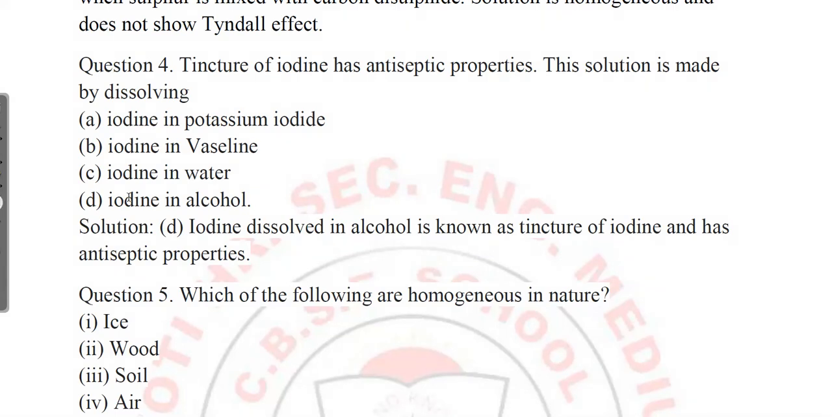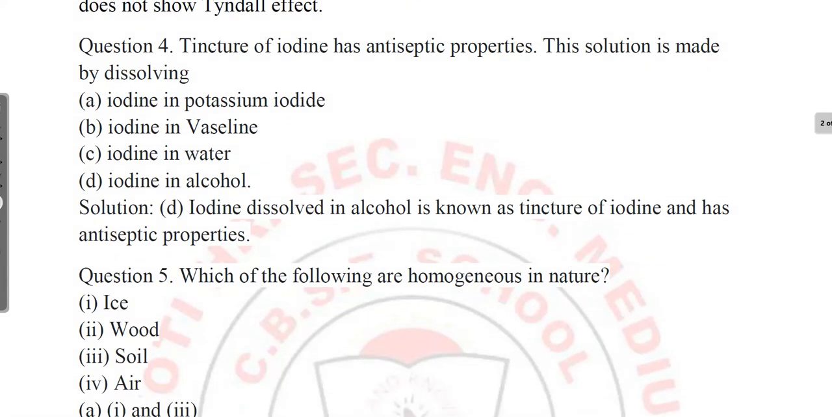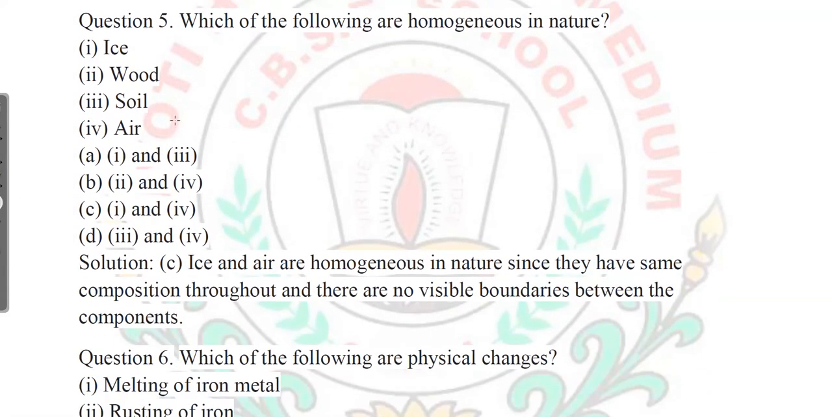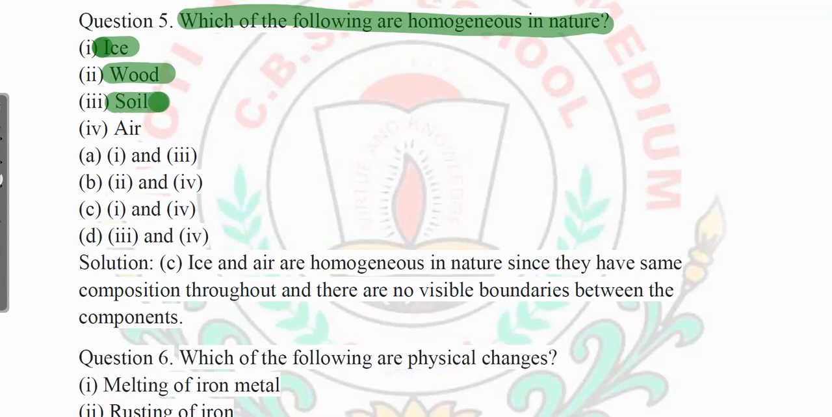Now let's move further and see the next question. The question number 5 is asking, which of the following are homogeneous in nature? Option 1 is ice, number 2 wood, number 3 soil, number 4 air. So we have to identify which of the given four are homogeneous in nature.